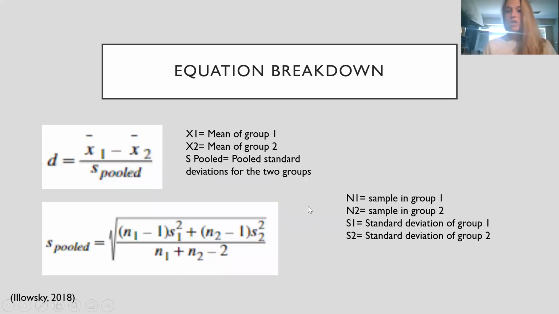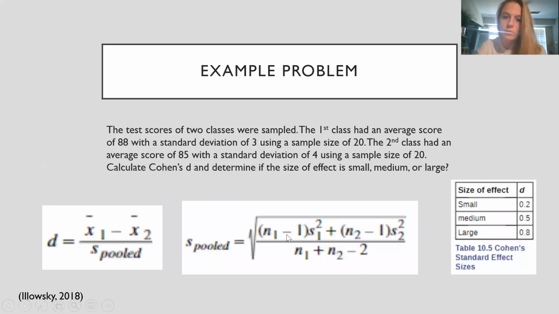So here are the two equations that we use. This is a breakdown of what each of the variables means. You plug into this formula first to get the pooled standard deviation for the two groups. Then you're going to plug that into this formula here, and d is going to be Cohen's d. So here is a practice problem for you guys. Pause this video to try it on your own.